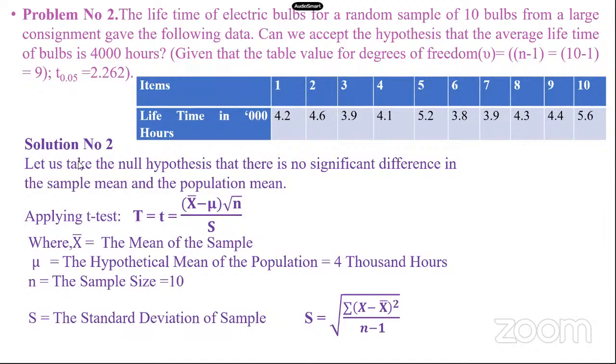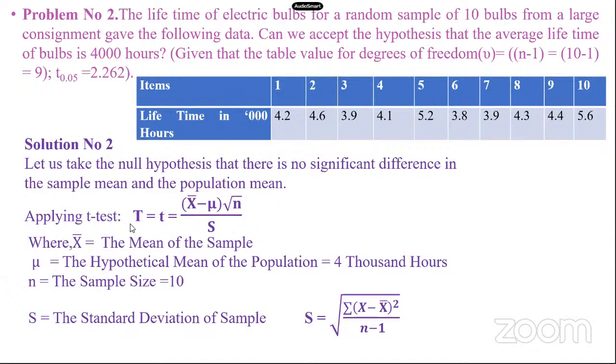Now go to the solution. Firstly, put the hypothesis. Let us take the null hypothesis that there is no significant difference in the sample mean and the population mean. That means there is no difference between the population mean of 4000 and the sample mean you will calculate. That is the null hypothesis. Now apply the t test.